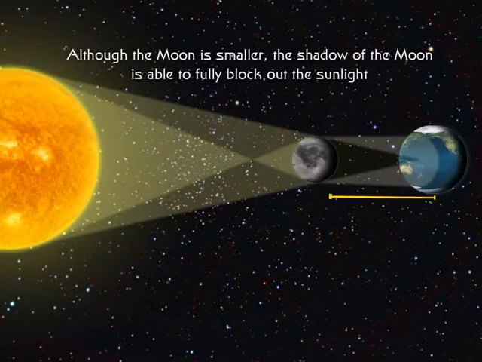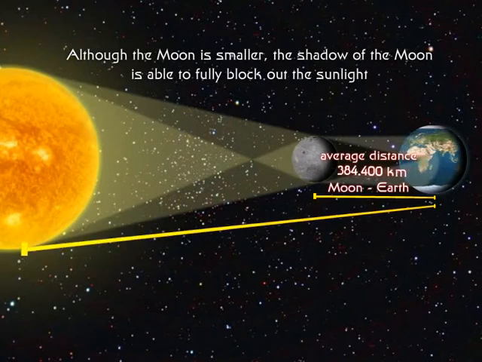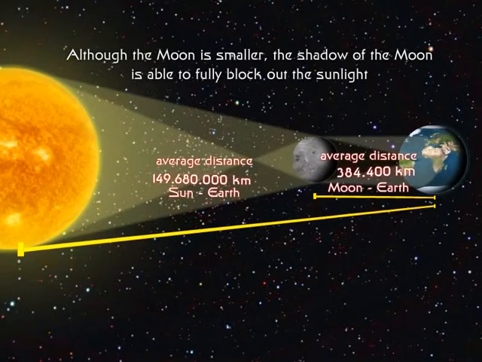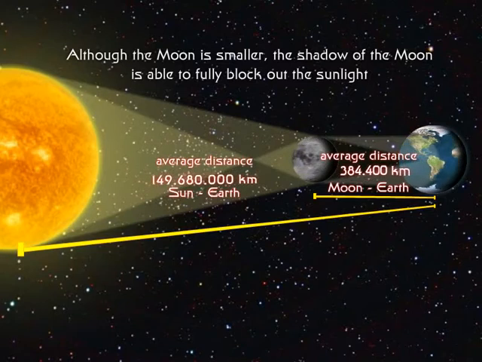This is because the moon is an average distance of 384,400 kilometers from the Earth. This is considerably closer than the Sun, which is an average distance of 149,680,000 kilometers away.